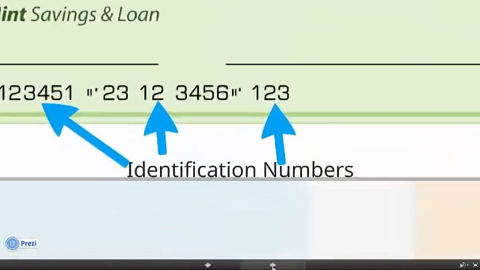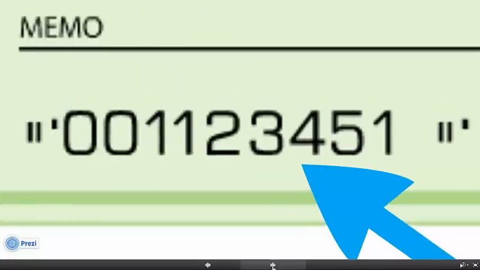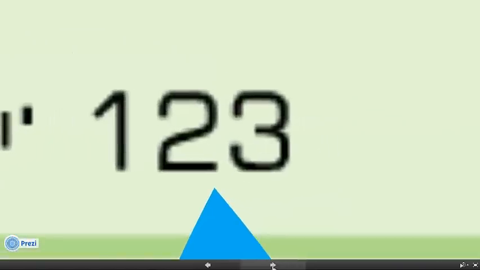We also have identification numbers. The first set of numbers is the routing number, which identifies the account's financial institution. The second is the account number, and the third is your check number.